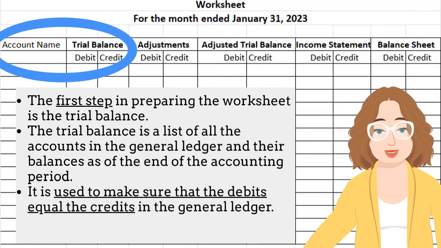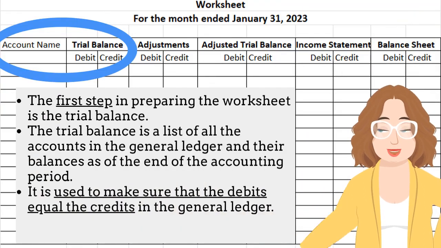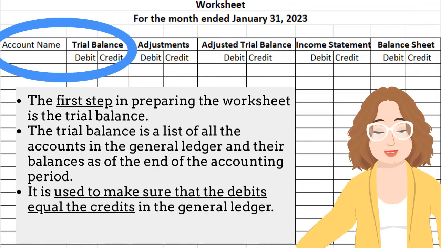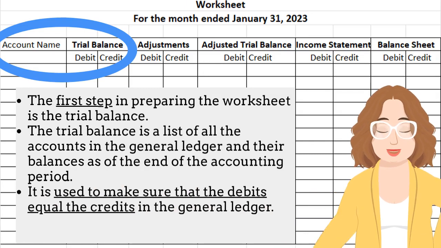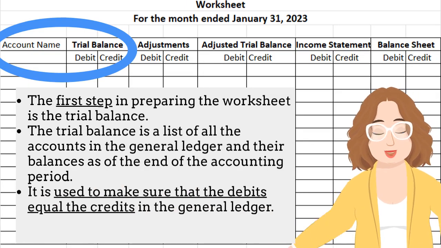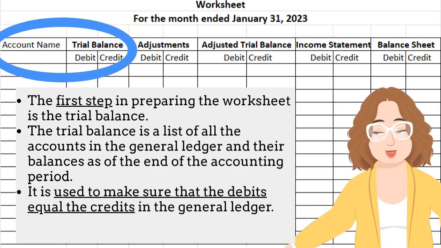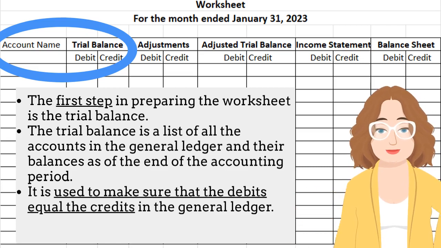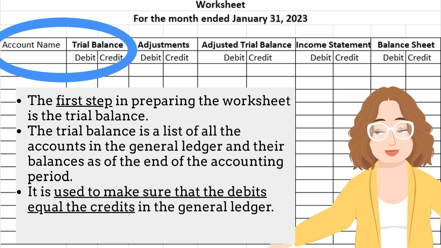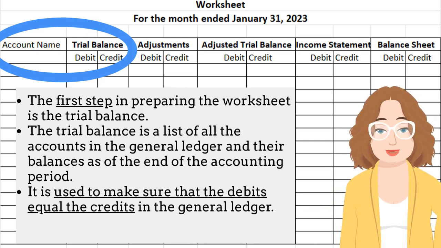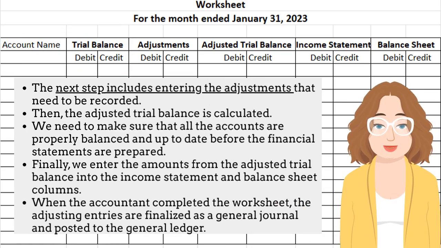The first step in preparing the worksheet is the trial balance. The trial balance is a list of all the accounts in the general ledger and their balances as of the end of the accounting period. It is used to make sure that the debits equal the credits in the general ledger. If the debits and credits do not balance, there is likely an error somewhere in the accounting records that needs to be corrected. What is our next step?